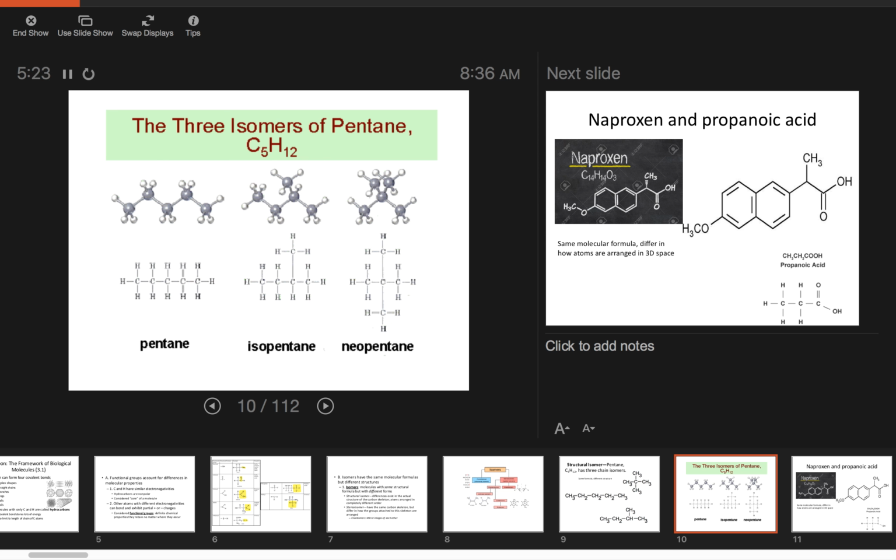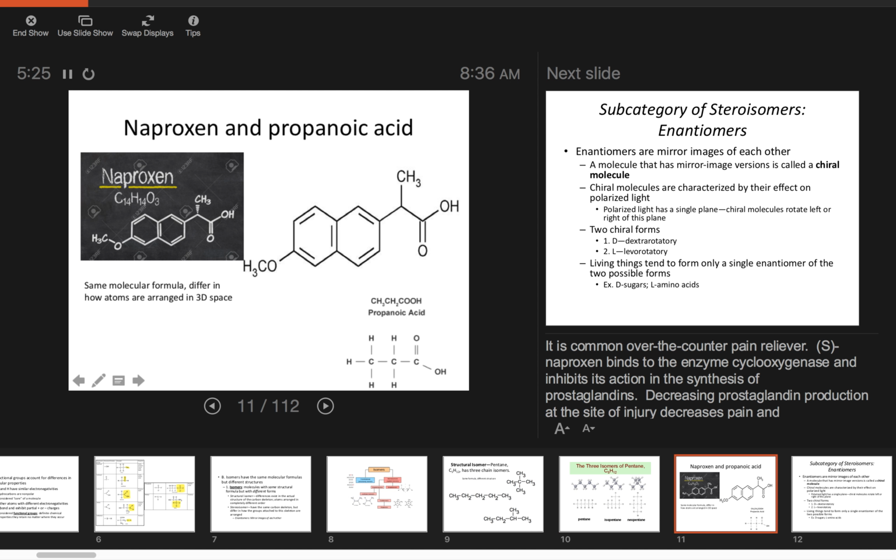These are just examples of the different structural formations. Okay, now I want to talk about naproxen and propanoic acid.